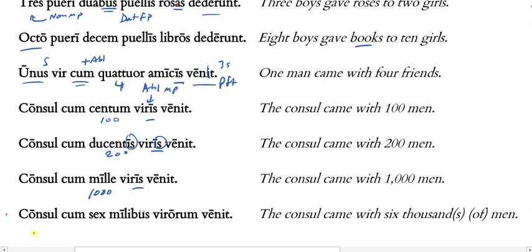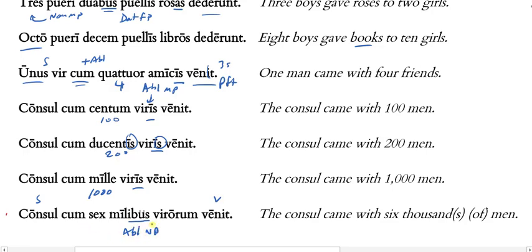Now, with this last example, we have the same basic sentence structure, but different numbers. So, consul cum sex milibus virorum venit. Consul came. The consul came. Cum, with. And then I have not viris in the ablative, right? I'm going to have cum with something in the ablative, but look at what's in the ablative case. It's milibus. Thousand, this is neuter plural, but in the ablative neuter plural.